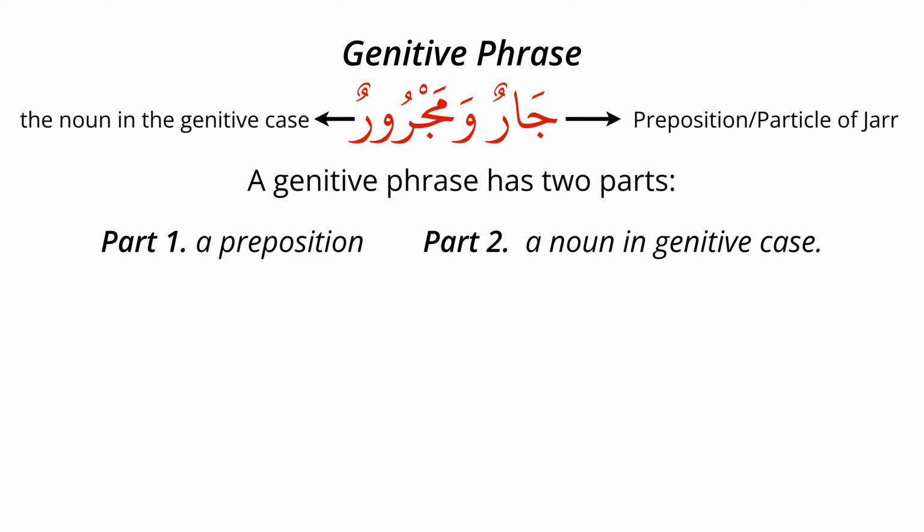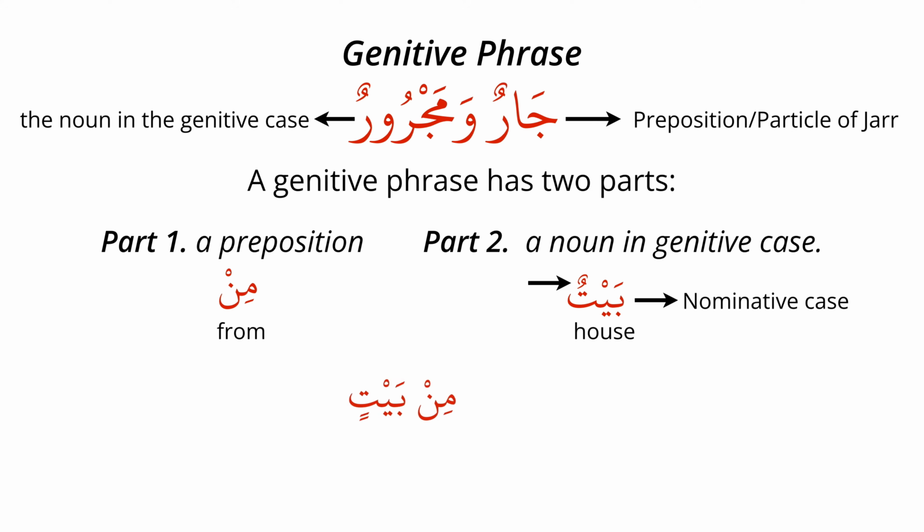Let's clarify this with an example. Let's take a preposition min, meaning from, and let's take a noun baytun, meaning a house. You see, the noun baytun is in the nominative case, which is indicated by dhammah on its ending letter. But when the same noun is in the genitive phrase, it becomes min baytin, where min is harfu jar, meaning a particle of jar or a preposition. And the noun bayt is majrur, meaning in the genitive case because of harfu jar min preceding it.